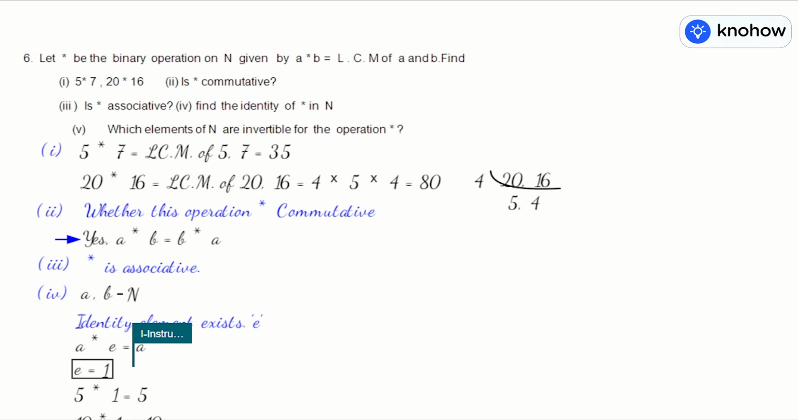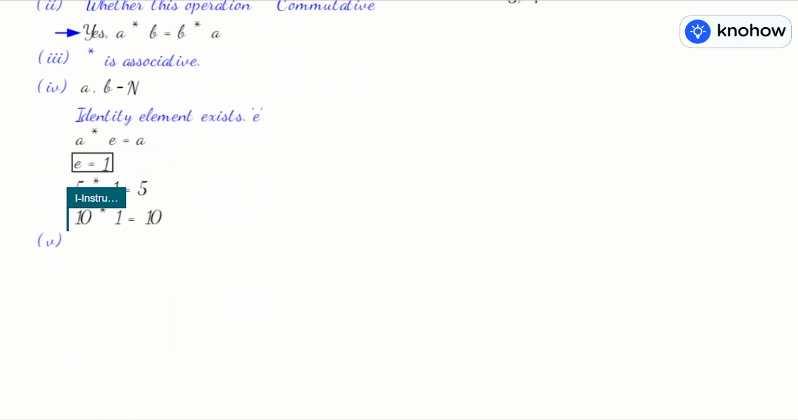Now the next part, is there any invertible element? What do you mean by invertible element? Suppose A and B are two natural numbers and then A star B should be equal to E. We say that A is invertible provided we can find another number B such that A star B is E. And what is, by the way, E? 1. So what is that number and another number whose LCM is 1?